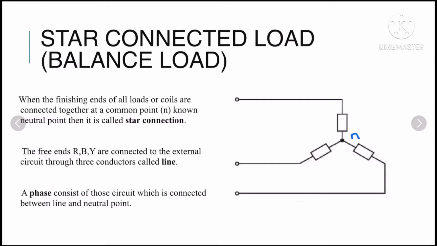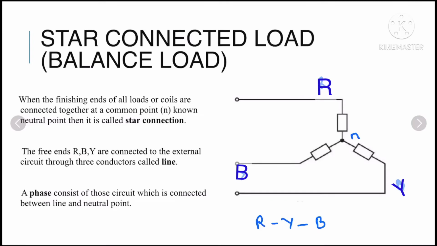Now if we name these phases R, B and Y, this is the sequence we are supposed to follow, that is red, yellow, blue, or R, Y, B, or in a few books you can find it used as A, B, C. You can go with either one, both are right. The red, yellow, blue will be the sequence which we should follow.